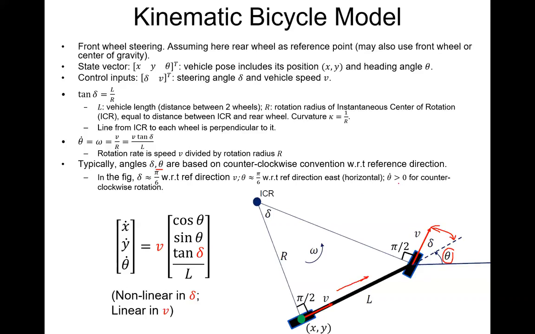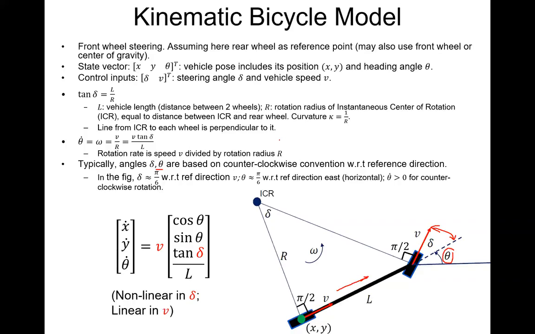And then any rotation angle, the rate is higher than 0 for clockwise rotation. And then these are the control inputs. Control inputs are delta, where you can turn the steering wheel, and velocity, where you can accelerate or decelerate.